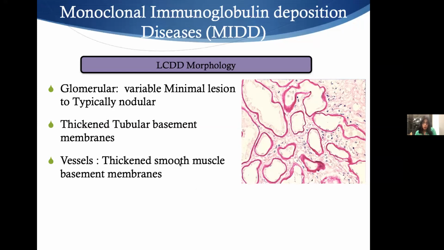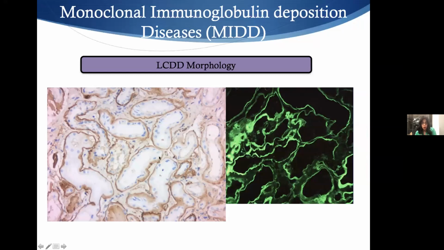But lovely, and you can see here very nicely stained tubular basement membranes for the kappa. And lambda does not give you this same technique. This is by immuno, and this is by fluorescence. And this is how light chain deposits around the tubules or on glomerular basement membranes.